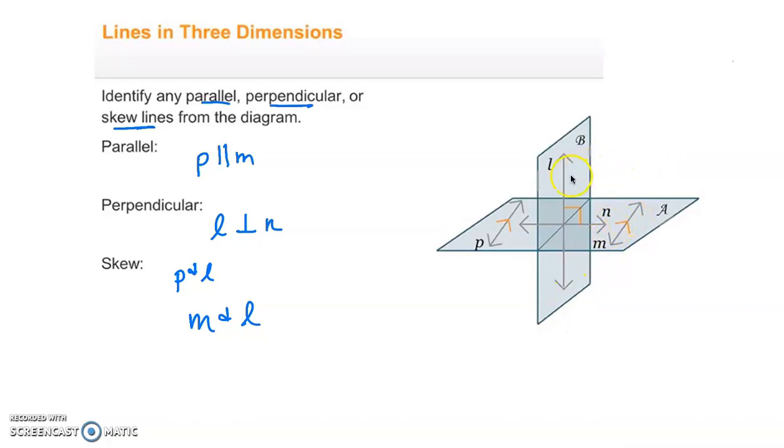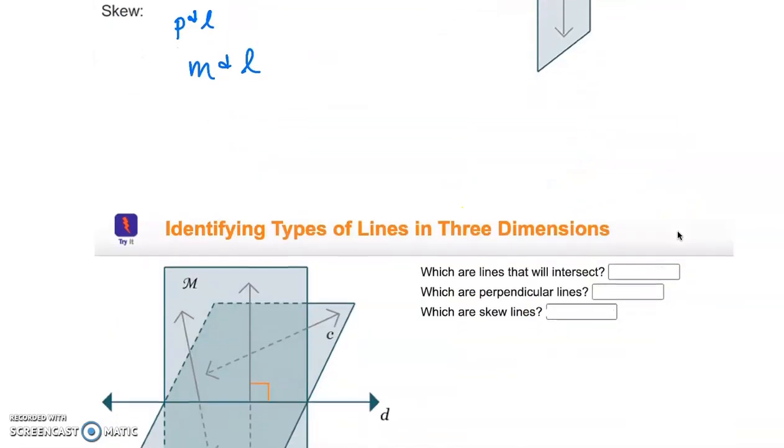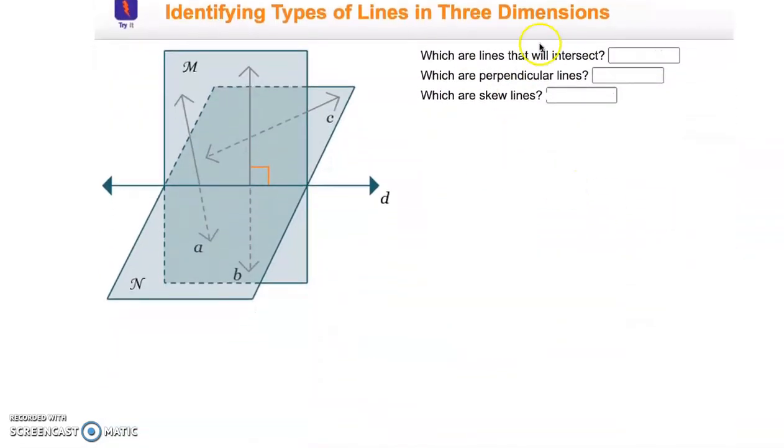So 3-dimensional, sometimes it's hard to visualize, but that's what skew lines mean. Now N, because it's in that same plane as A, they're actually going to intersect with those. So it's not skew. So which are lines that will intersect? Which lines are going to intersect?